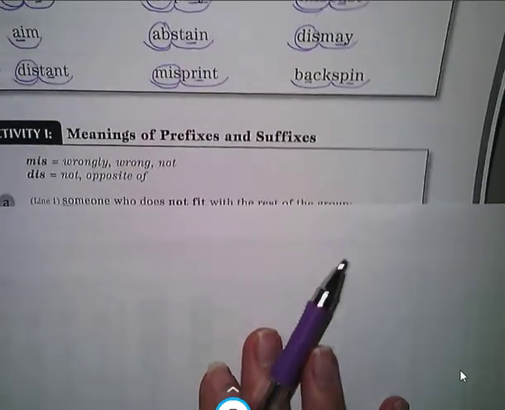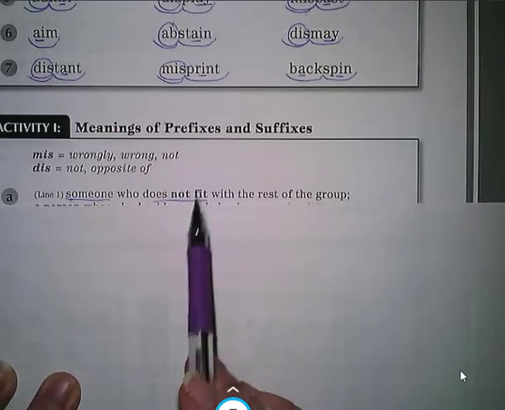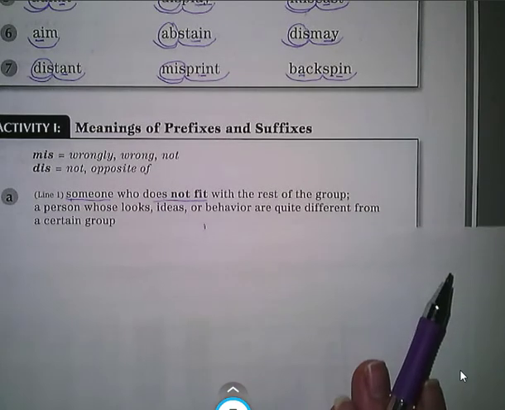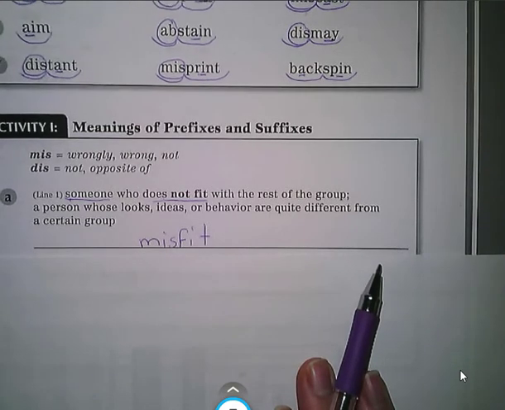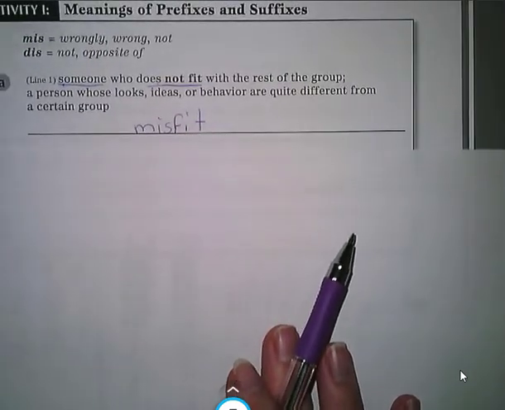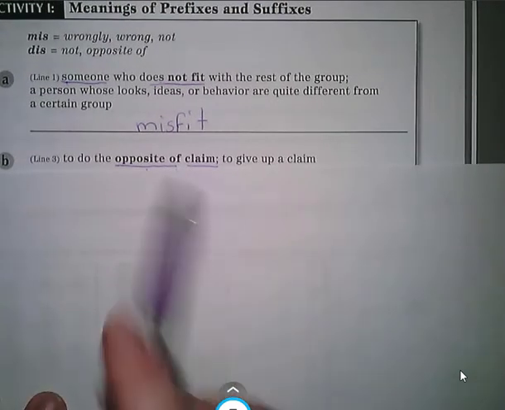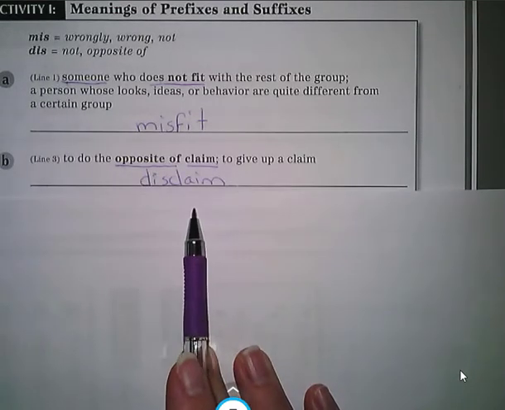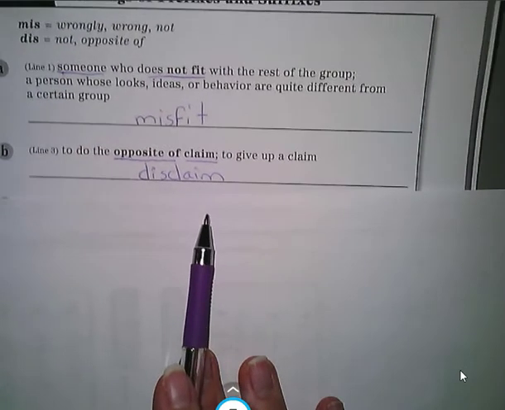Okay, so let's take a look at number 1. Someone who does not fit. So it could be a disfit or a misfit. Hopefully you know it is a misfit. Doesn't fit with the rest of the group. Make sure you're getting these written down. Next one. What would be the opposite of claiming something? This means the opposite of, dis. So it has to be disclaim. You don't want to claim something as your own. You disclaim it.